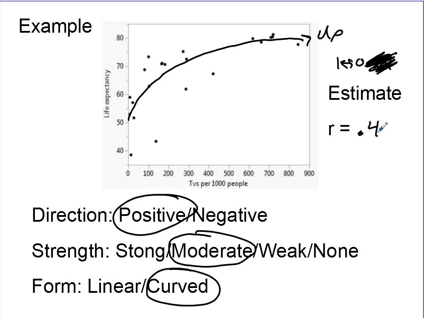Okay, I know that's a lot of information to cover in one lesson, but these are the important pieces of line of best fit, correlation, and scatter plots.